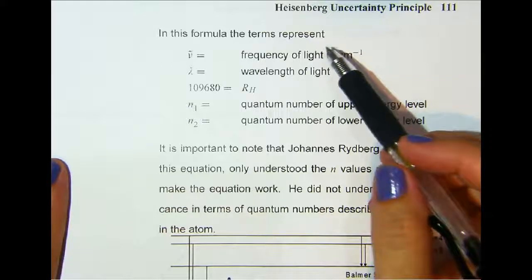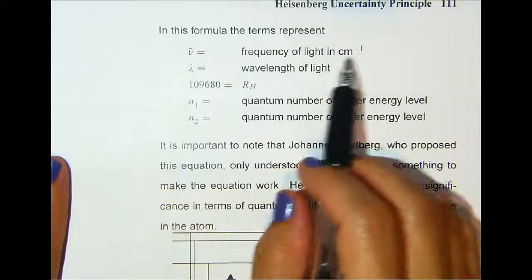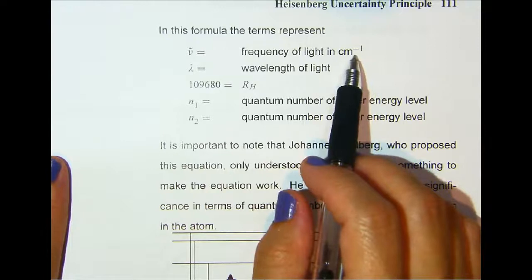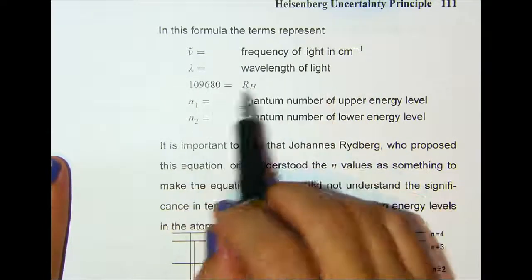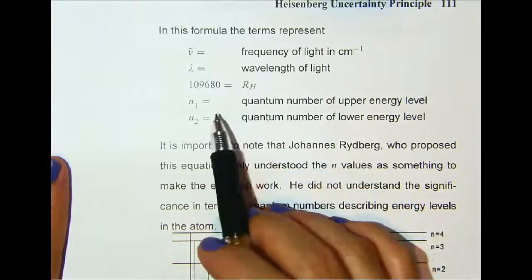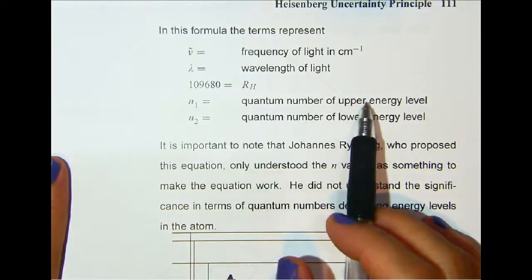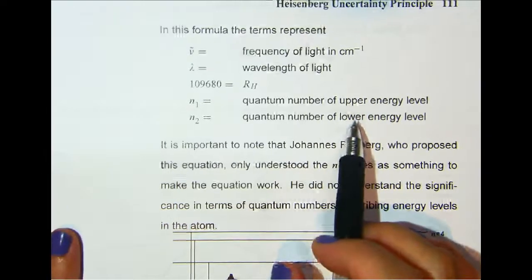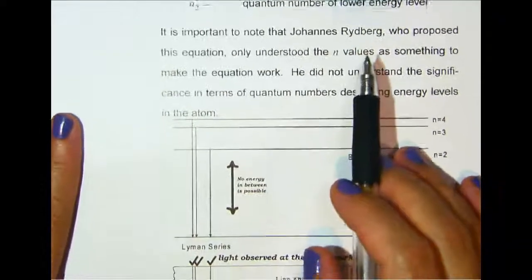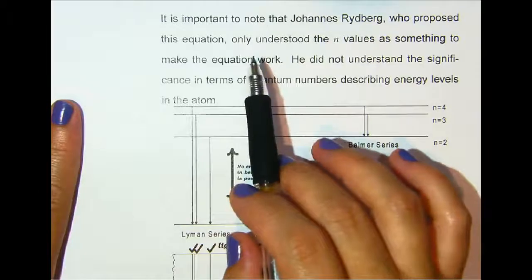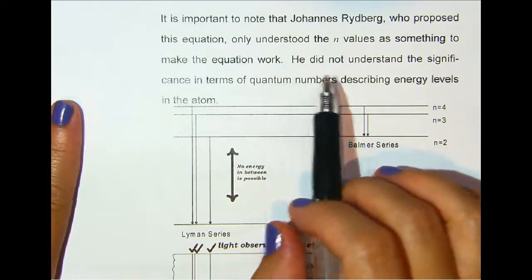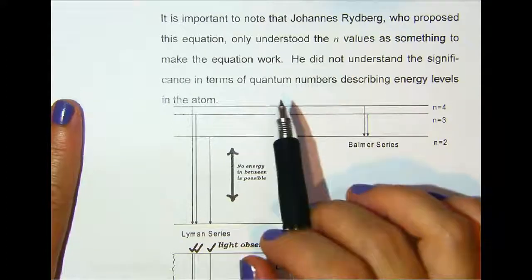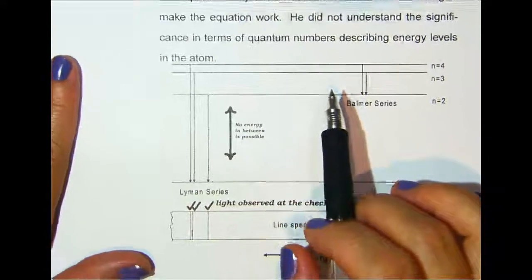In this formula, the terms represent the frequency of light, and this time it's in inverse centimeters, the wavelength of the light, the Rydberg constant, and then the quantum number of the upper energy level and the quantum number of the lower energy level. It's important to note that Johannes Rydberg, who proposed this equation, only understood the n values as something to make the equation work. He did not understand the significance in terms of quantum numbers describing energy levels in the atom.